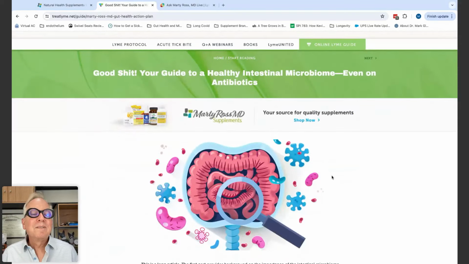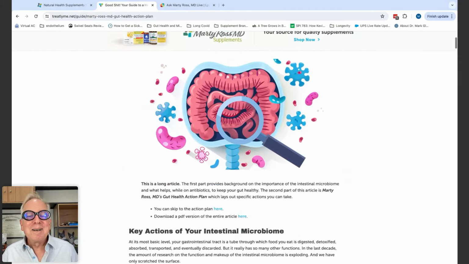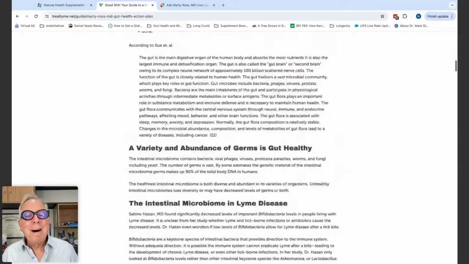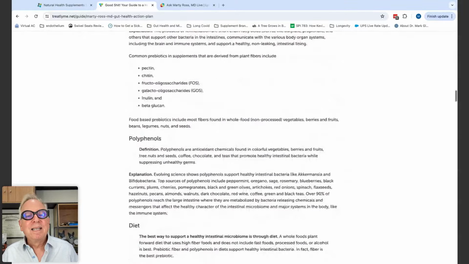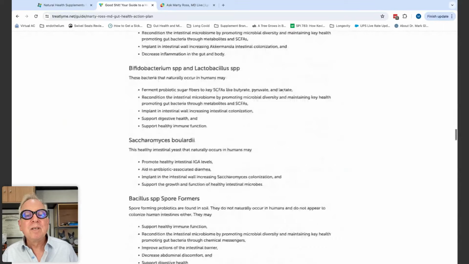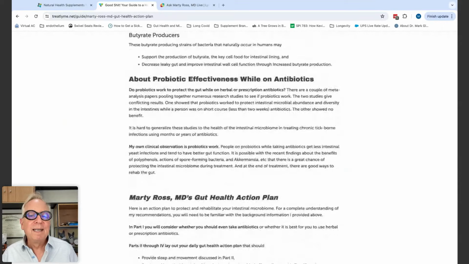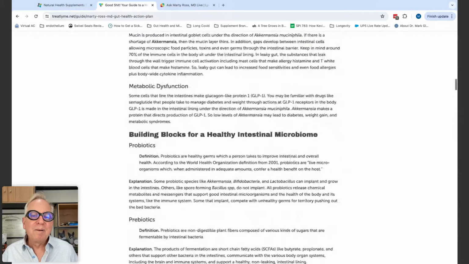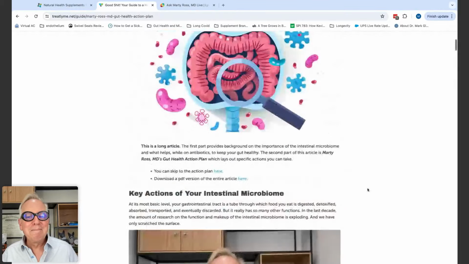This is the article. It's called Good Shit, Your Guide to a Healthy Intestinal Microbiome, Even on Antibiotics. I apologize if the good shit offends some of you, but I didn't mean it as a cuss word. I was really just saying it's good stuff. Okay. Anyhow, look through this article, and down here at the bottom is a section where I talk about what to do at the end of treatment. You'll read it. It's a long article, but it gives you a lot of good background to encourage you on what to do.